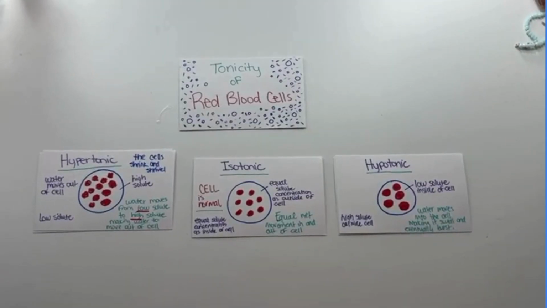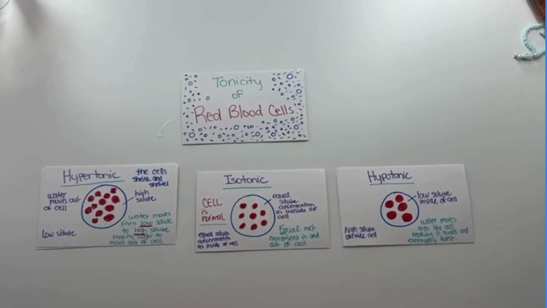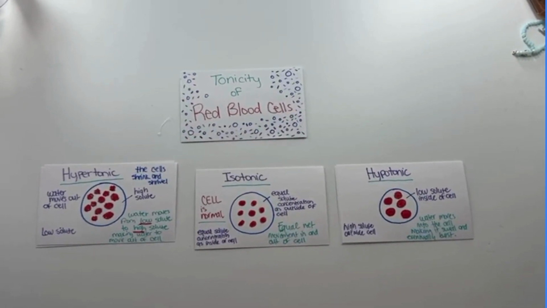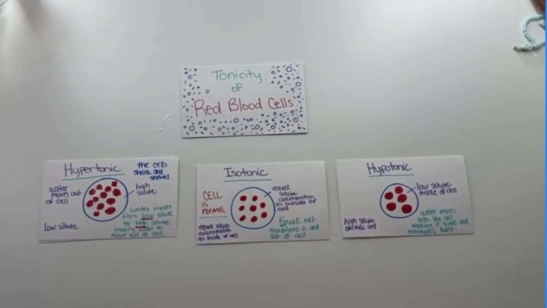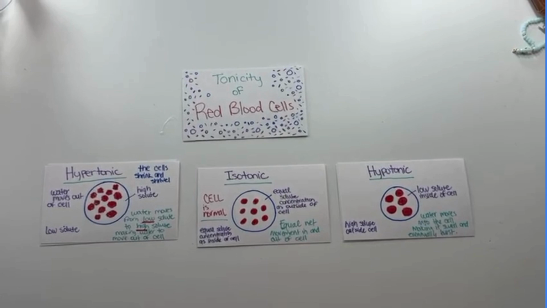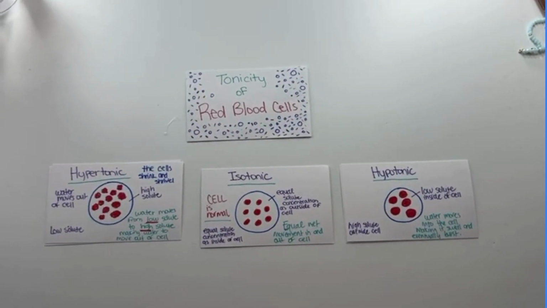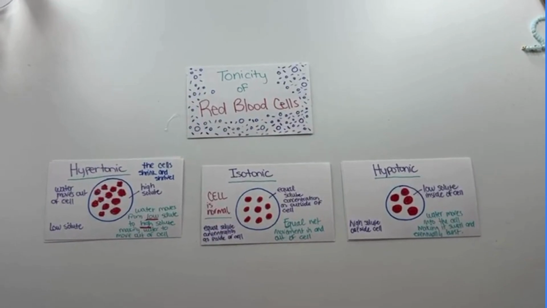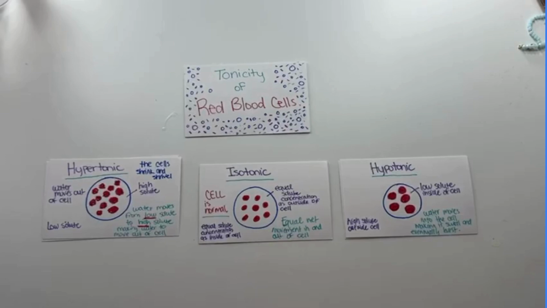Hi, now we're going to dive a little deeper into biology and discuss the tonicity of red blood cells. In hypertonic solutions, the cell shrinks and shrivels because of the high solute concentration inside of the cell versus the low solute concentration outside of the cell. So water moves from low solute to high solute, making water move out of the cell, which ultimately makes it shrink. So what you need to know about hypertonic is that water moves out of the cell, that's why it shrinks.